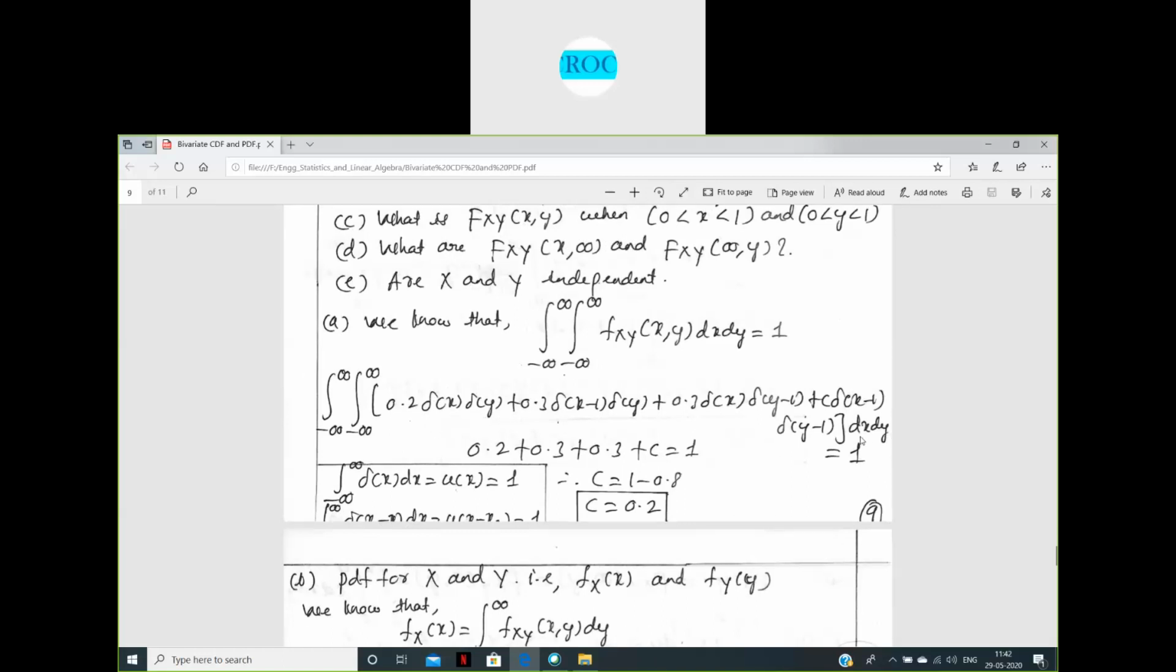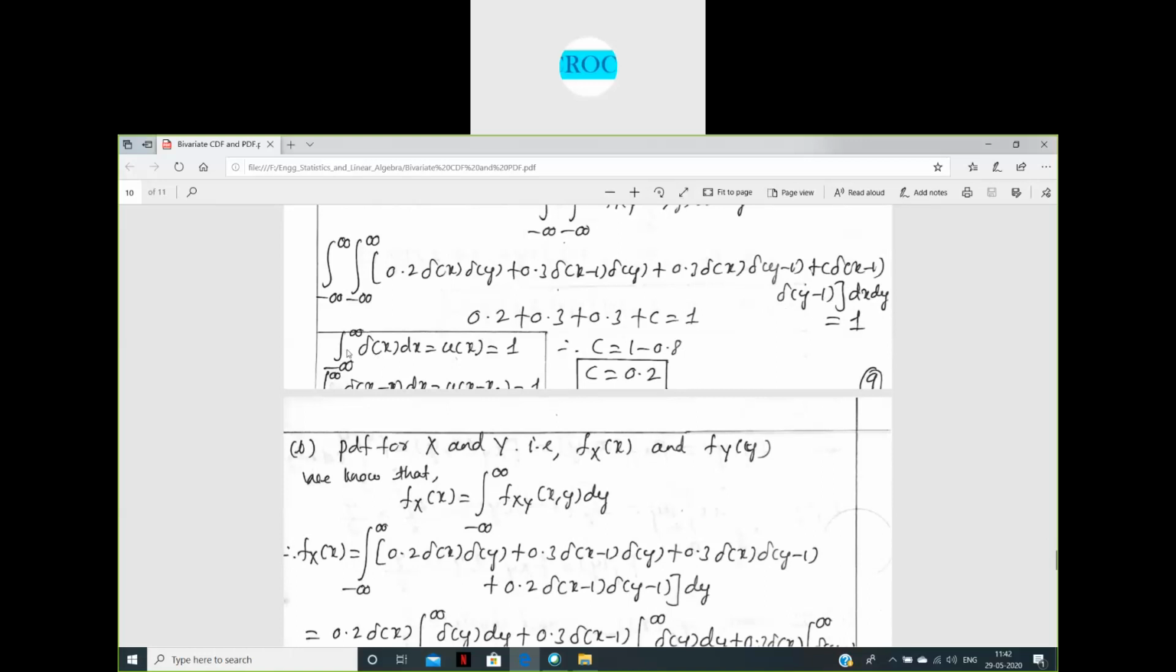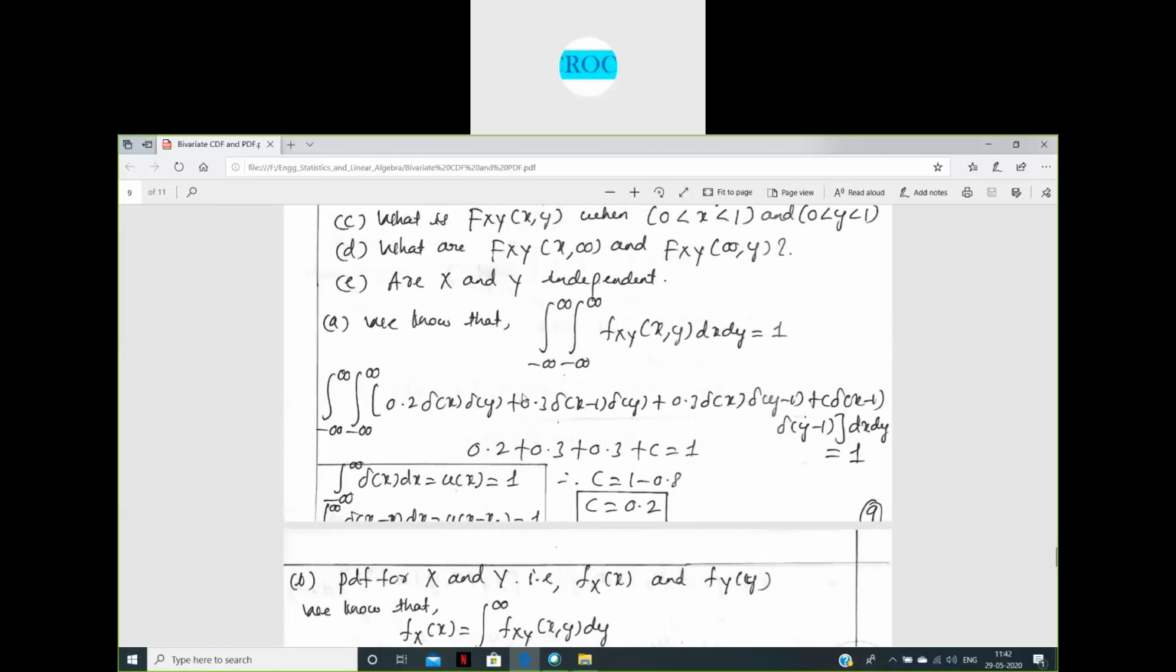Now here we have dx dy. Since 0.2 is a constant, I will take 0.2 outside. What we have now is the integration from minus infinity to infinity of δ(x) dx. Similarly, this can be written as the integration from minus infinity to infinity of δ(y) dy. Now we know by this formula that the integration from minus infinity to infinity of δ(x) dx is equal to 1. So for the first term, when we integrate, we get 0.2.